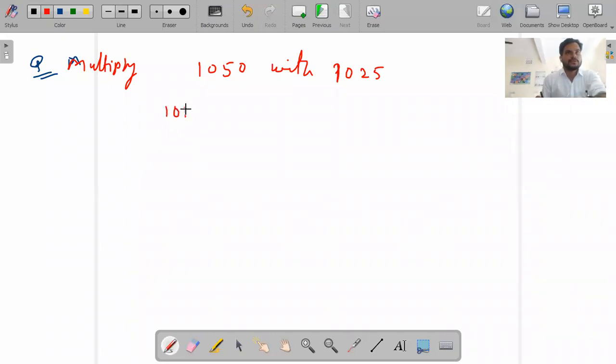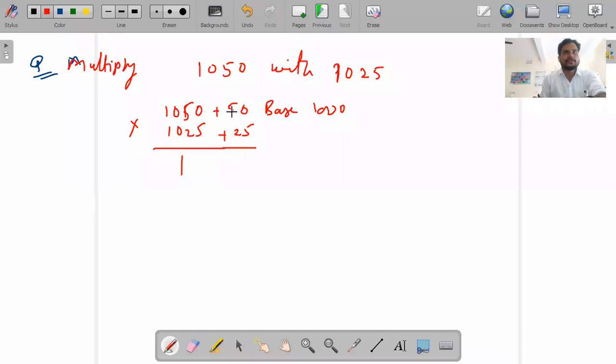Let's have multiplication of these two, 1050 and 1025. Let's see. So what will be the base here? The base will be 1000, right? And then here plus 50, here plus 25. What is the multiplication of these two? 50 into 25.